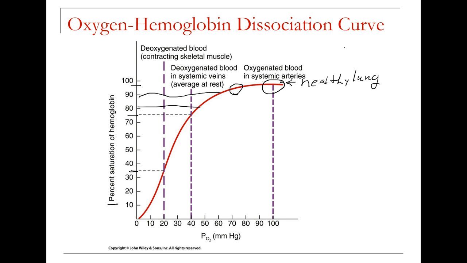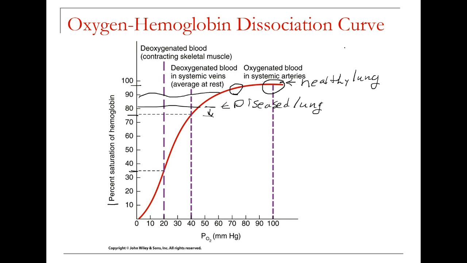Well, look at this difference right here. If this is the amount of saturation they can get coming out of their diseased lung, and here's the average that gets offloaded at the resting tissues, that's not a lot of oxygen, right? That's just not a whole lot of oxygen.